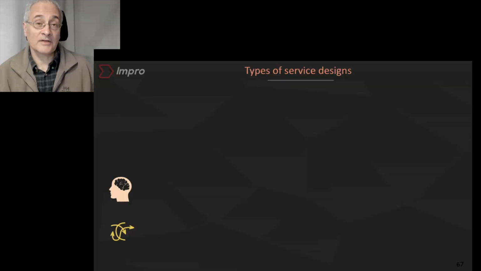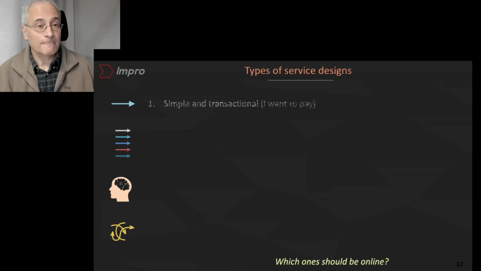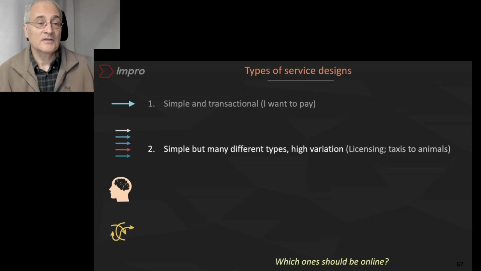One thing we did find when you do this across different services is that there are different types of services that require different types of designs. There are the simplistic, simple and transactional services. I want to pay, I need a new driving license. There are simple but many different types with high variation, like licensing, where they have to license a whole myriad of different types of groups.